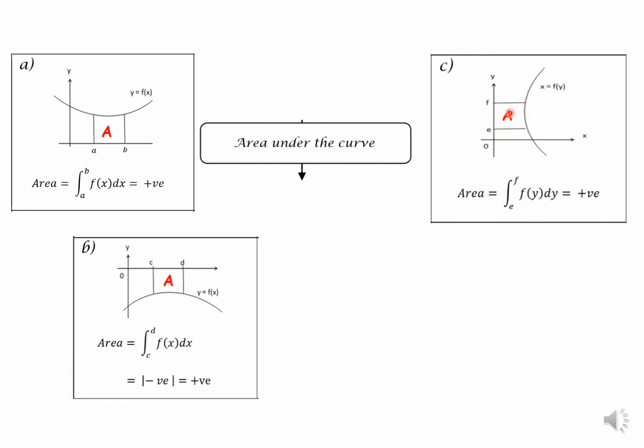If A is the area of a region under the curve x equals fy bounded by y equals e and y equals f, the area can be determined by integrate from lower limit e to upper limit f of function f with respect to y.